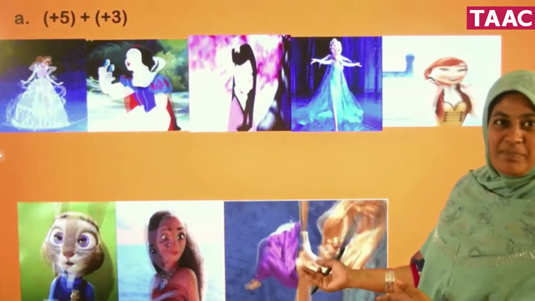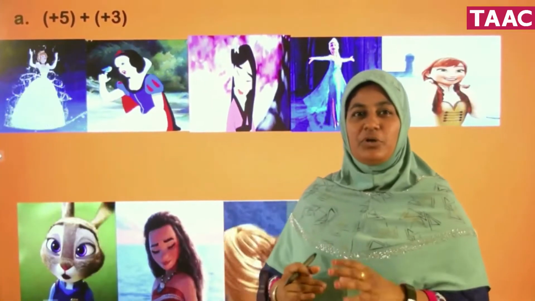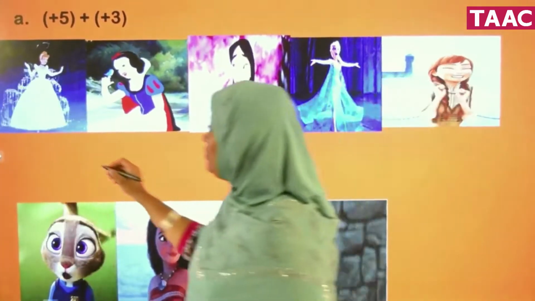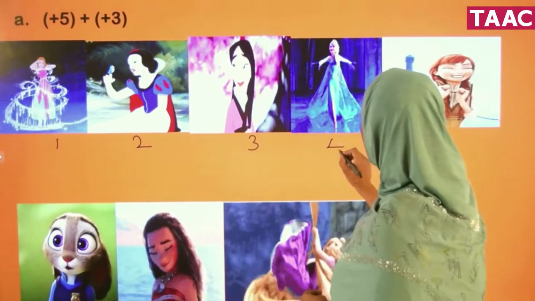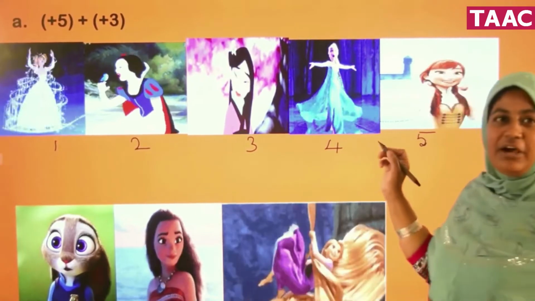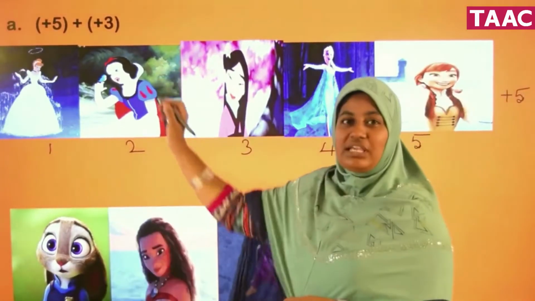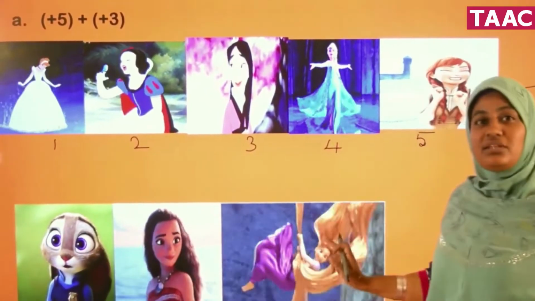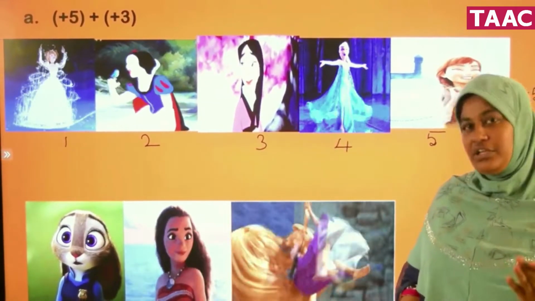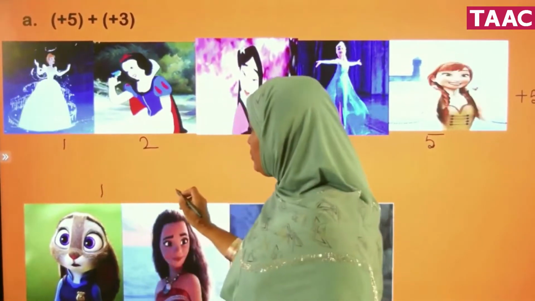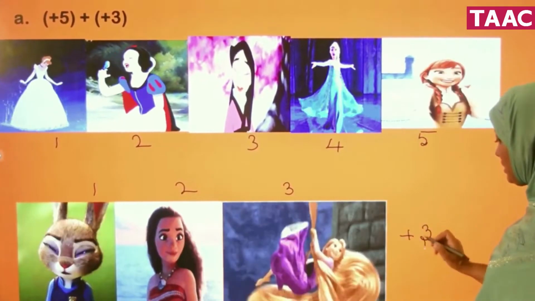So, shall we do the sum by playing it as a game? So, see here. For plus 5, what am I going to do? I am going to take 5 heroines. So, 1, 2, 3, 4, 5. So, 5 heroines I have taken. That is plus 5. Next, for plus 3, what am I going to do? I am going to take 3 heroines. Remember, positive means we denote them as hero or heroines. So, 1, 2 and 3. 3 heroines I have taken. So, this is plus 3.